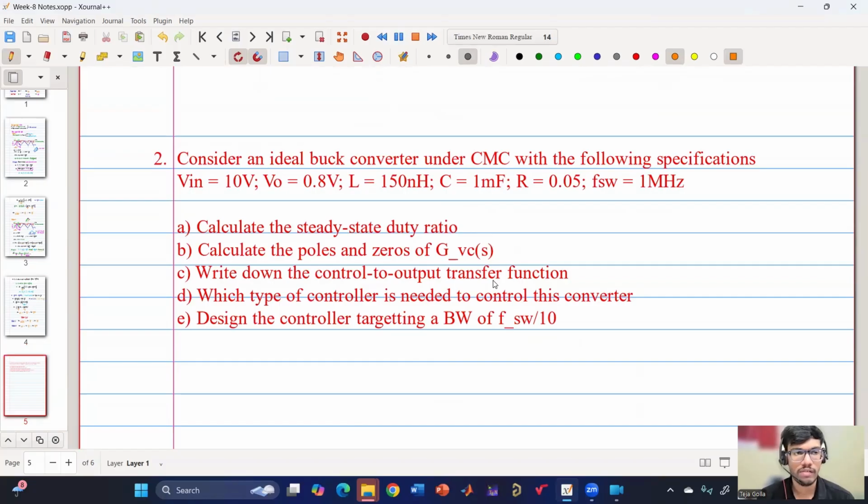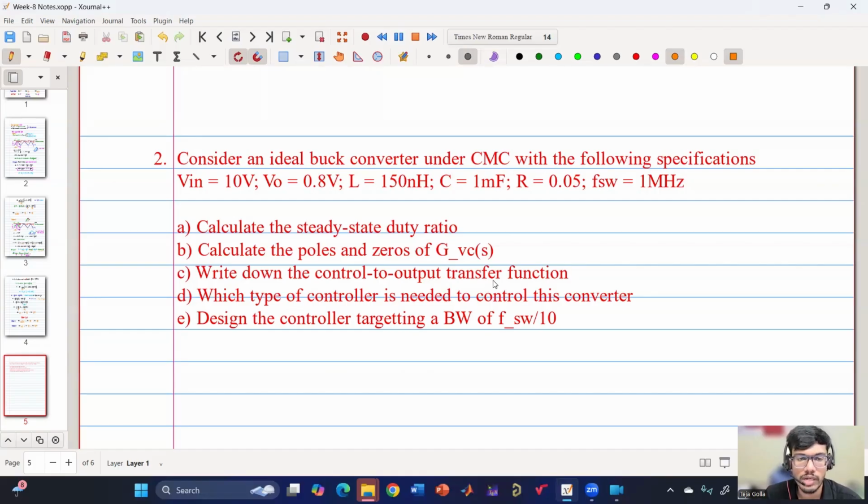In the first question, I have asked: consider an ideal buck converter under current mode control with the following specifications. V in is 10 volt and V naught is 0.8 volt. Inductance is 150 nanohenry. Capacitance is 1 millifarad. Resistance is 0.05 or 1 by 20. And switching frequency is 1 megahertz. Now I'm asking you to calculate the steady state duty ratio, calculate the poles and zeros of GVC of S, write the control to output transfer function, and say which type of controller is needed to control this converter.